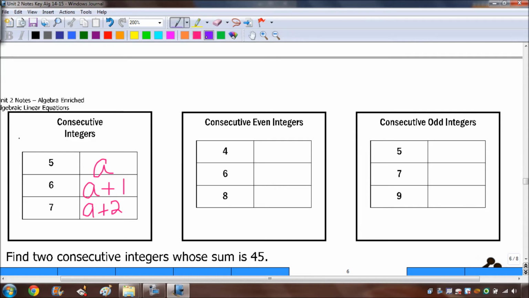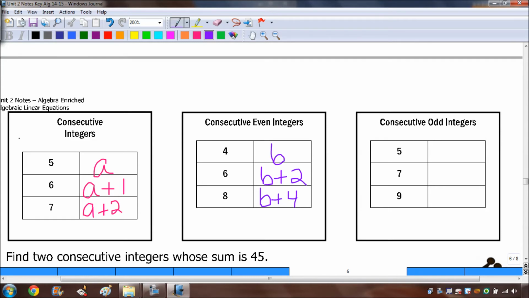Now, if you have consecutive even integers, let's say 4 was b, to get to the next number, which is 6, I would add 2, right? Because every time I want to get to the next even number, I have to add 2. But if I add an extra 2 onto the original 2, it would be 4. So it would be b plus 4. If I were to keep going with it, it would be b plus 6, b plus 8, and so forth.